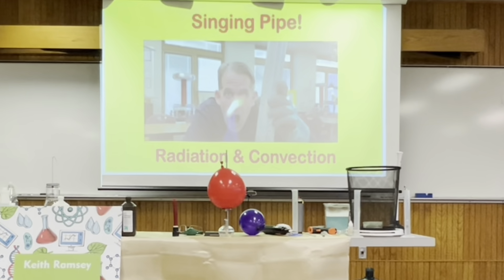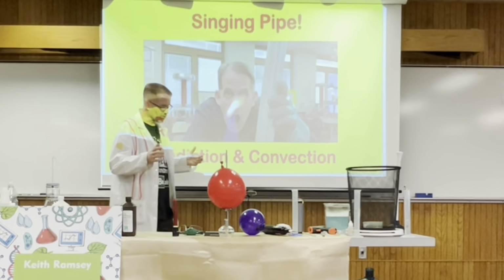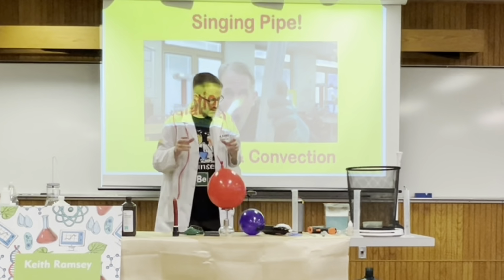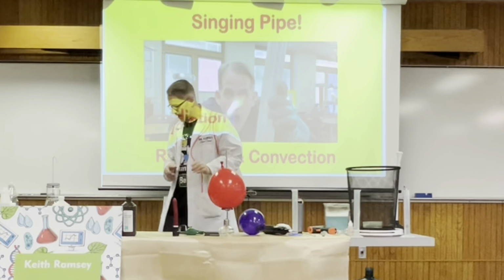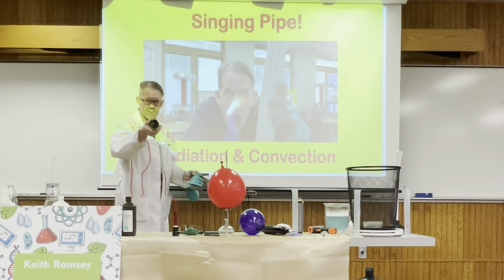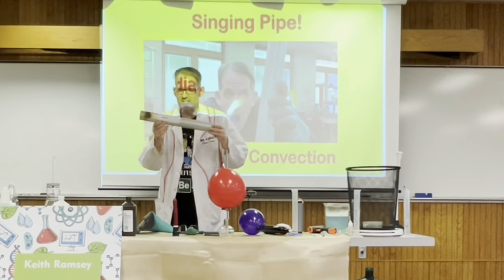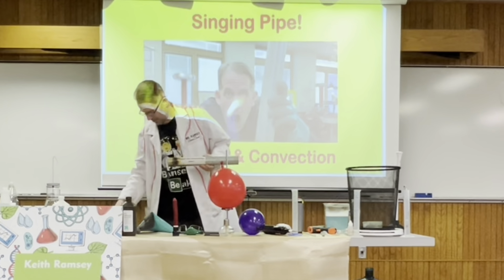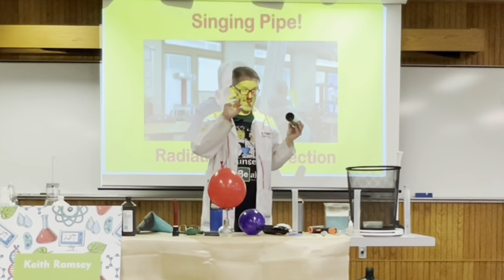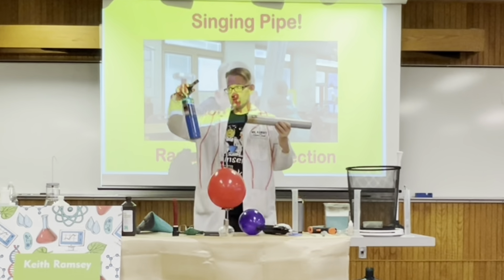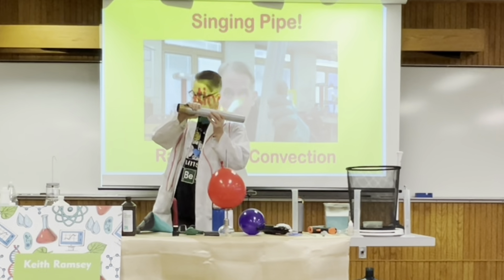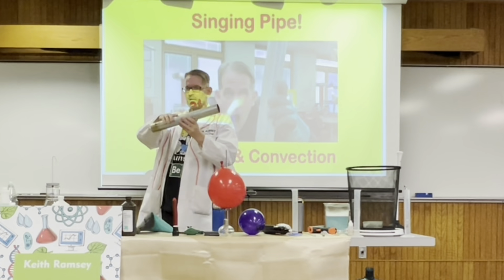Crazy. Okay, so for this next demonstration, it's a great way to show the effect of convection through radiation. So all I'm using for this is a pipe that has got a wire mesh inside of it. Kind of hard to see. I call this my singing tube. And I'm going to use a blowtorch to heat up that wire mesh inside until it's red hot. So the blowtorch is radiant heat, that's fire.